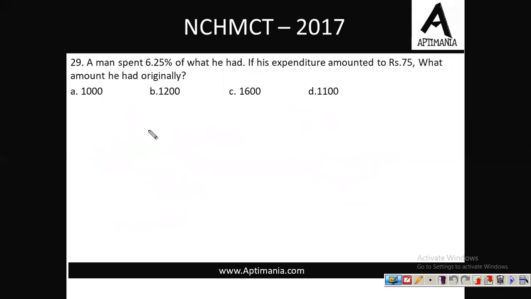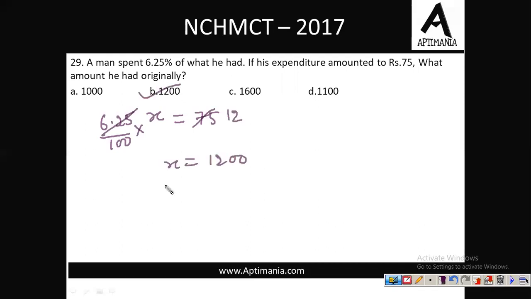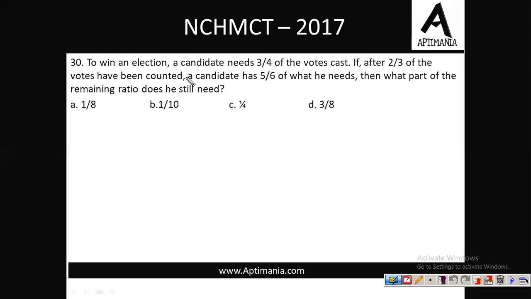Question number 29. A man spent 6.25% of what he had if his expenditure amounted to this much rupees. So this is very straightforward question. Let his total amount that he had was X rupees. Now he spent 6.25% of X, and this is given to be equal to 75. Now 6.25 से जब हम इस 75 को कैंसिल करेंगे तो we'll get the value as 12. So x from here comes out to be 1200. Option B.